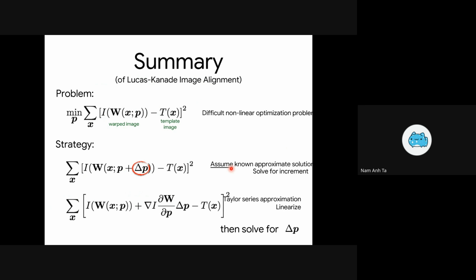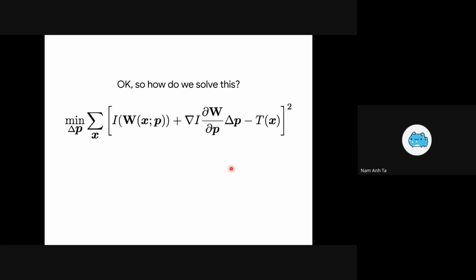The original problem is nonlinear and difficult to solve. And then we will use a Taylor expansion to linearize it. It will allow us to find the optimal update delta p much more efficiently. Since this is a nonlinear optimization, we focus on the linearized version. Our goal is to calculate this delta p. This is the precise correction needed to align the image with our template.